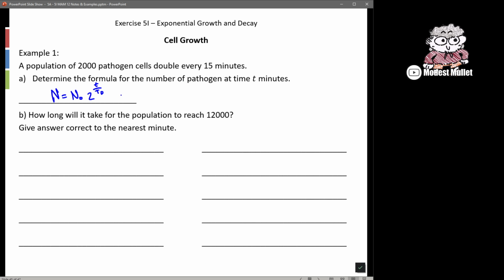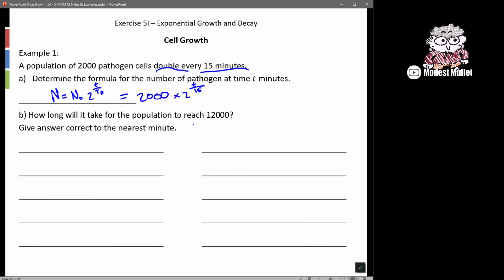So we will get, in this case, N of t. It's asking for a formula, so you could consider that just an equation. It doesn't need to actually be a function. We get N is equal to 2000, because that's the initial amount we have, times by 2 to the t on, and we put 15 because that's the doubling time. So that's our t_d, and the little t is how much time has actually elapsed.